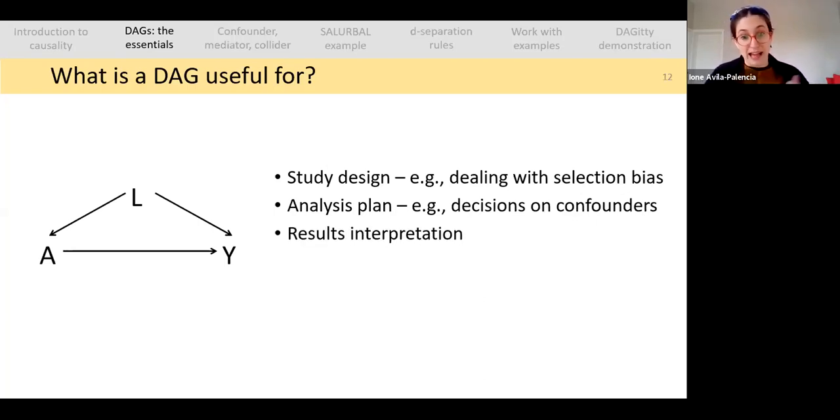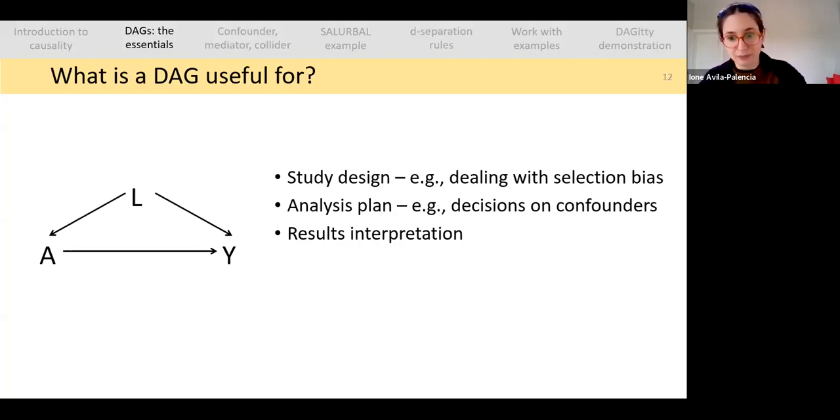Then once you have your results, having a DAG helps you interpret, discuss, and understand your results, because when you are drawing a DAG, you are taking into account variables that you have, so measured variables or maybe unmeasured variables. Sometimes you get some weird results, and those can be explained by residual confounding that you can identify in your DAG.